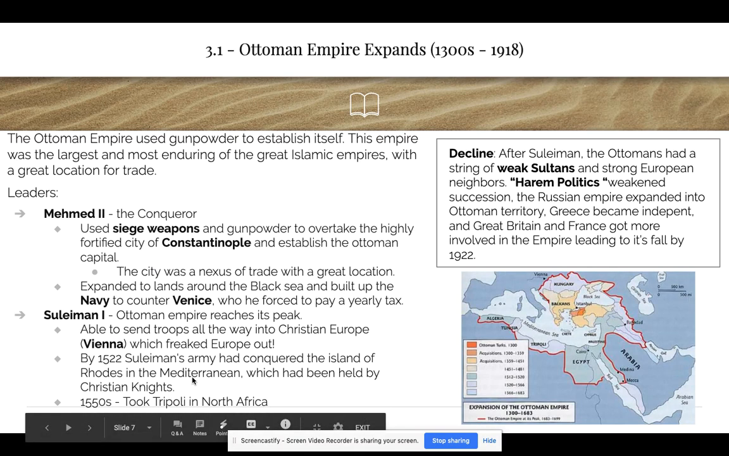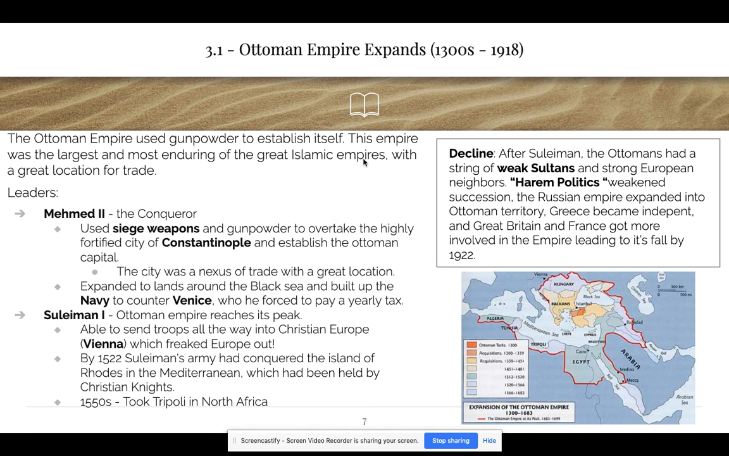He also expands into North Africa. So, with the Ottoman Empire, Mehmed II is the establisher. Suleiman I really expands it. We see this massive empire. You can see the map over here, covers parts of the Middle East, Europe, and Africa, has huge influence in this region for a long time.